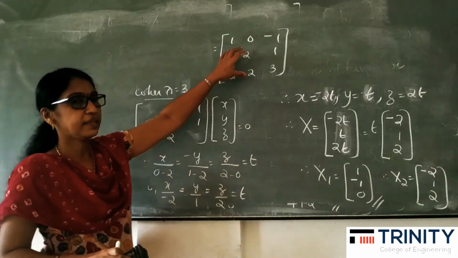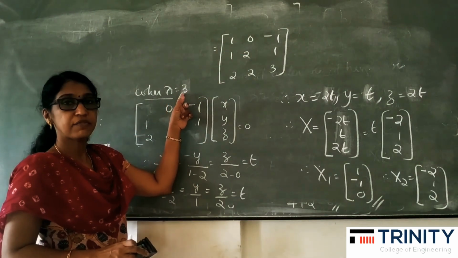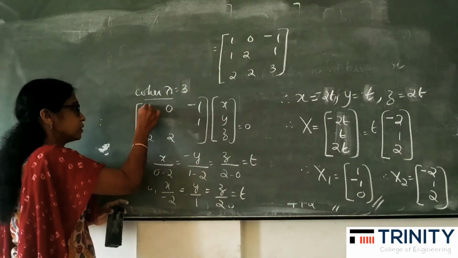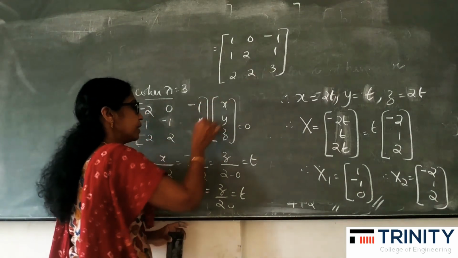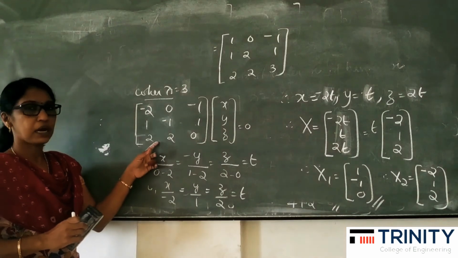In this matrix A, only the principal diagonal changes. By subtracting 3 from the principal diagonal elements, we get 1 minus 3 is minus 2. Here 2 minus 3 is minus 1. Here 3 minus 3 is 0. Okay. Now let us see whether the rows are dependent.